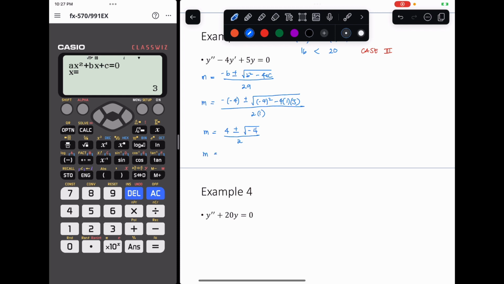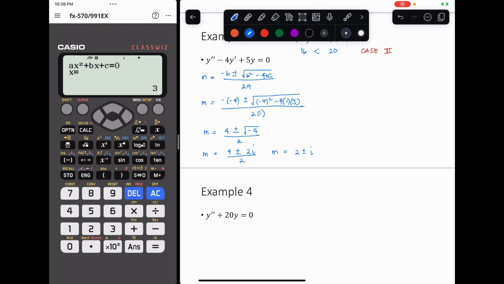So m would be equal to 4 plus and minus the square root of negative 4. The square root of 4 is 2, and since we have a negative, that would make it imaginary. So that would be 2i divided by 2. So our m will be equal to 4 divided by 2 is 2, plus and minus i. So that would be our roots.